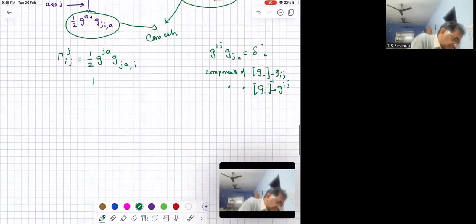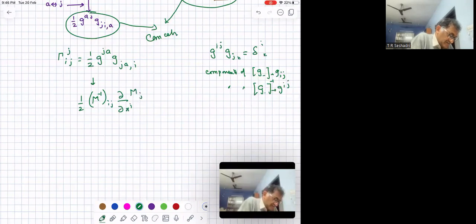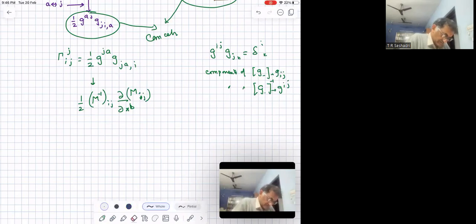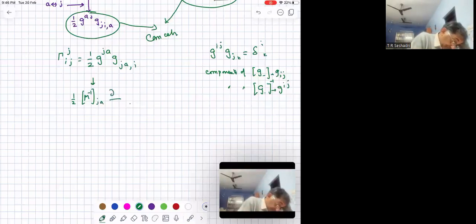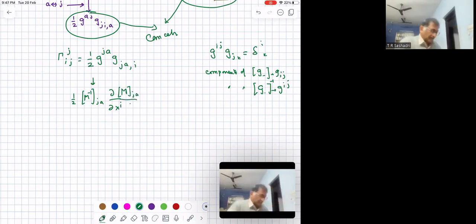So this is basically half matrix inverse I J del by del X I of matrix J. No, I will just call it some B I J. Sorry. So I write it as half. I have a matrix and I have an inverse. So the J A component of this multiplied by del by del x I, this matrix J A component of this. This is what it is, right? Because G upper J A is just the components of the inverse of that matrix.